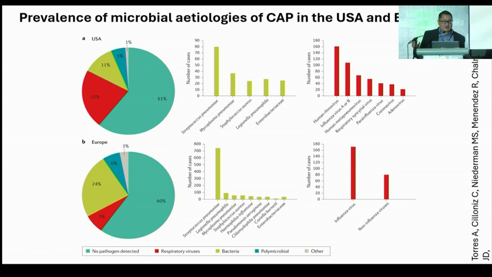And that's pretty much similar to what they found both in the USA and in Europe, except that in the United States, they actually found more viruses, and in Europe, they found more bacteria. But this is also probably a result of how many molecular panels they were using in the US versus how many molecular panels they were using in Europe. But in general, for atypical pathogens as well, this is going to look very different depending on how you test. But nevertheless, we understand that a lot more of these community-acquired pneumonias are being diagnosed as viral pneumonias.